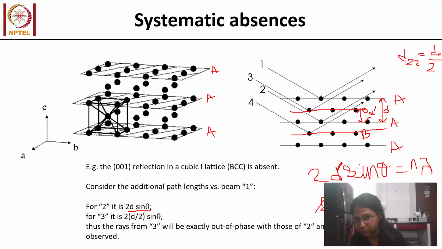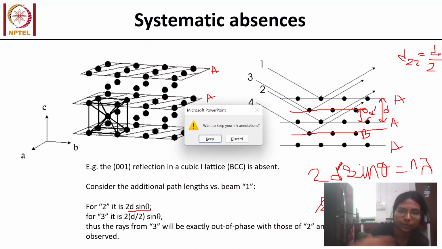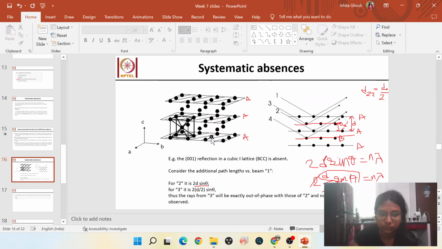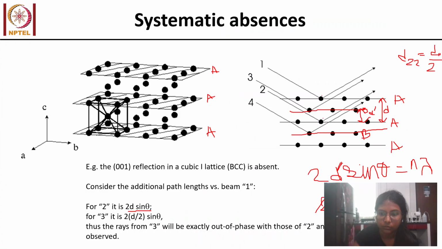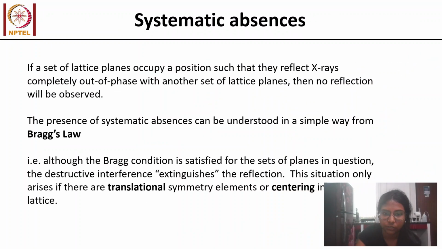Why are we having systematic absences? Because this is a body-centered cubic lattice. In other words, there is a centering, right? So this is simply the systematic absences. And as I said before, in addition to centering, the translational symmetry elements like screw axes and glide planes will also cause these systematic absences.